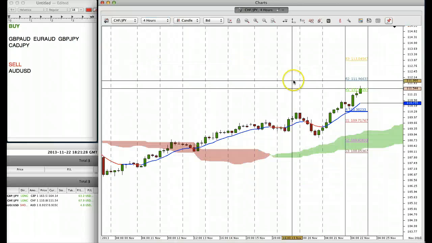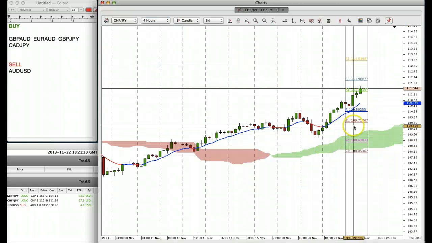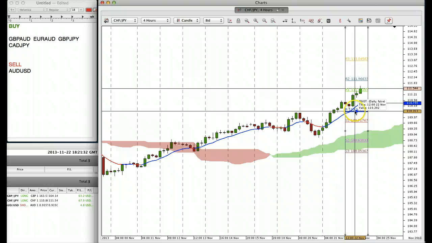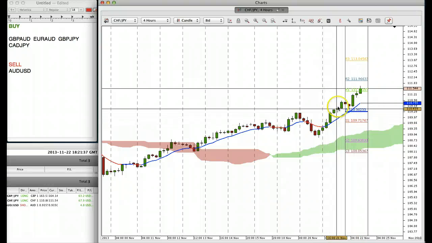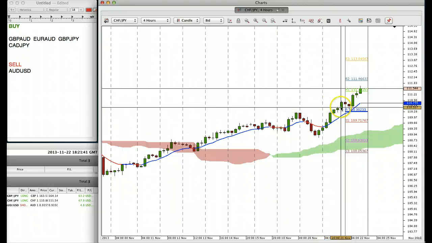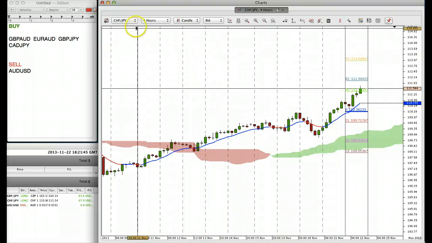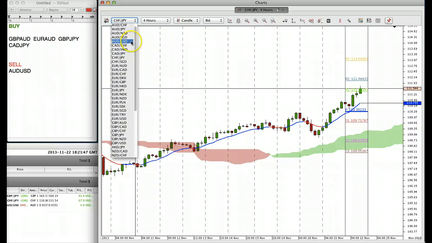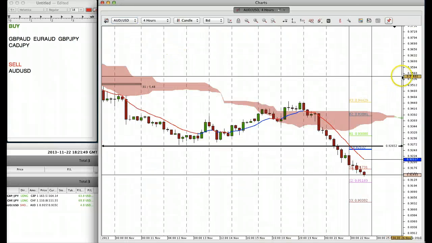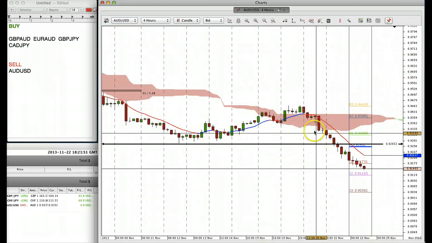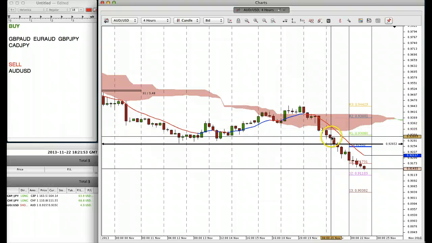We do our top-down analysis. We make sure that price is above the cloud and the central pivot point and above the moving average line. That's directional bias. We have a 1 hour and 4 hour chart telling us essentially the same thing. We take the trade in the direction of the higher time frame. And the last one, it was the Aussie dollar.